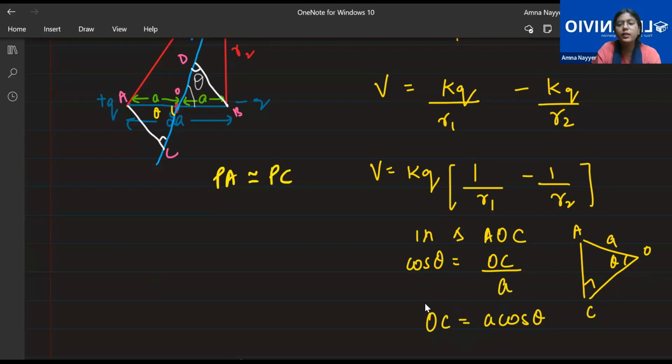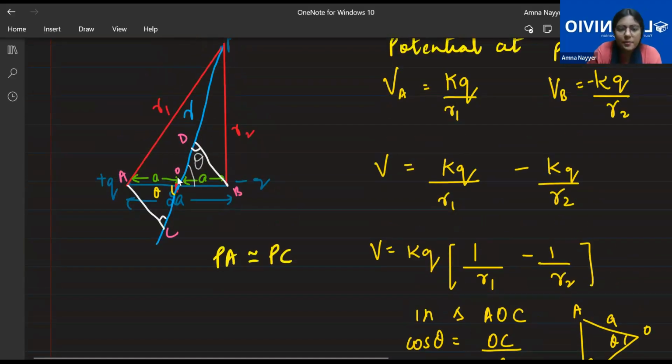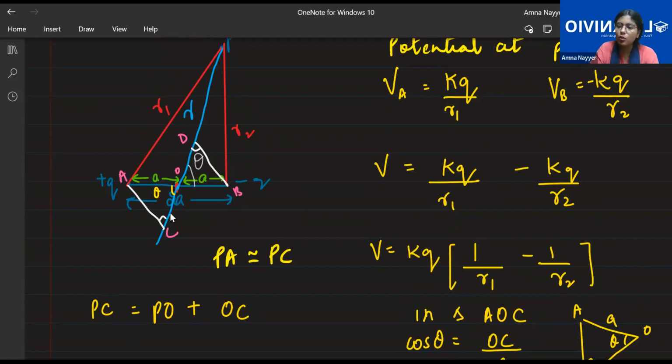Now, why was there a need to do this? You'll understand here. Look, class, what is PC? Can I write PC, this whole big length, as PO plus OC? PO plus OC, right? Now, PC is something like this, which is not a known variable. This isn't something that we know.